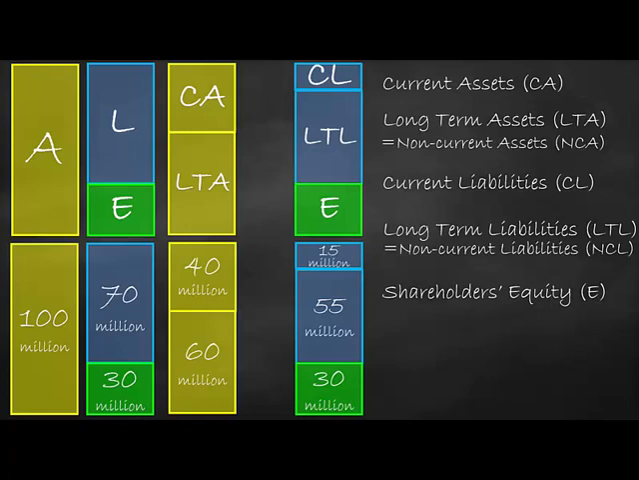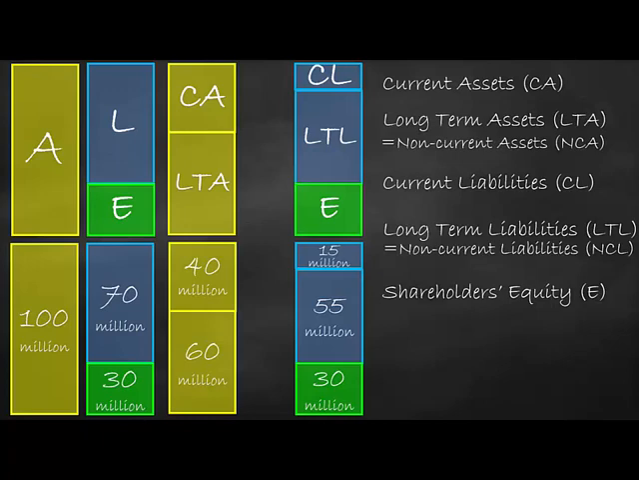A normal company usually has current assets greater than current liabilities, which means the firm has short-term assets that cover its short-term liabilities. So, the company doesn't have a liquidity problem, which is the firm's ability to pay off its short-term commitments.